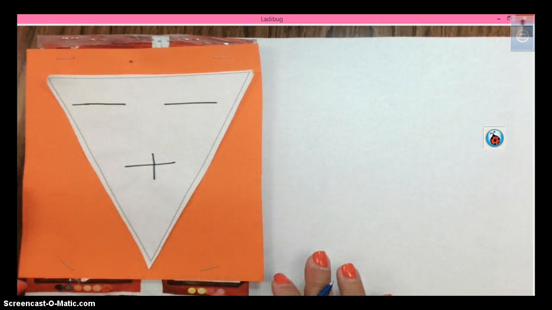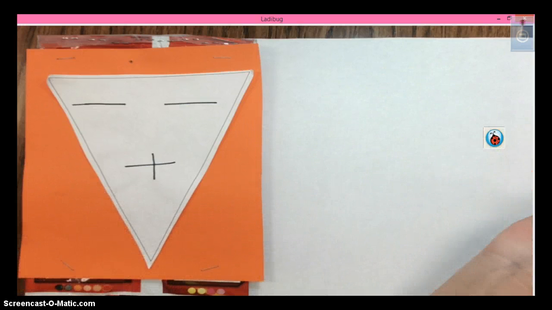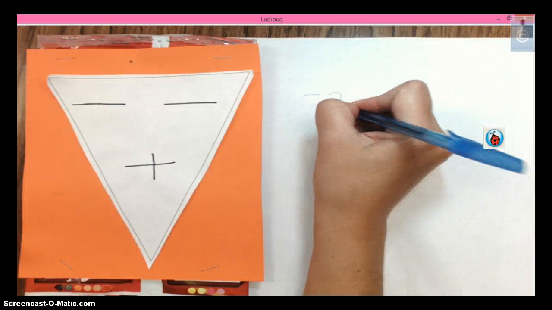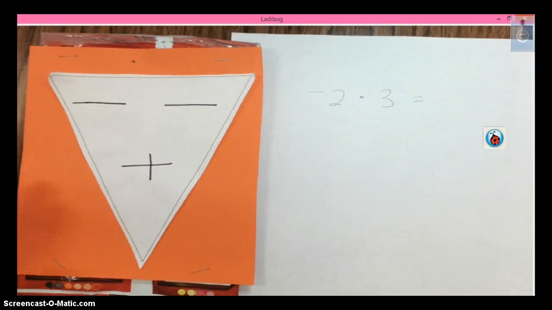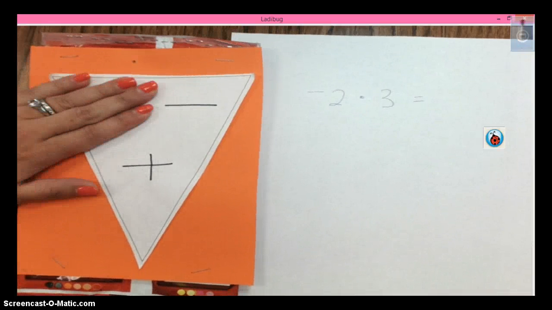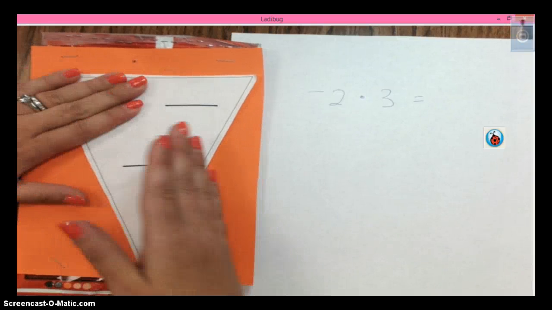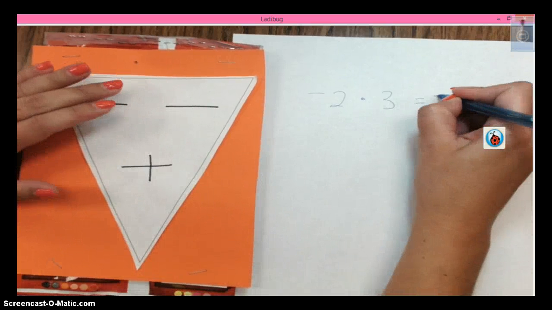We can use Mr. Dorito to remind us of the rule for multiplying integers. So if we have negative 2 times 3, a negative times a positive, and we cover the negative and we cover the positive sign of Mr. Dorito, what are we left with? Negative. That means our answer will be negative.